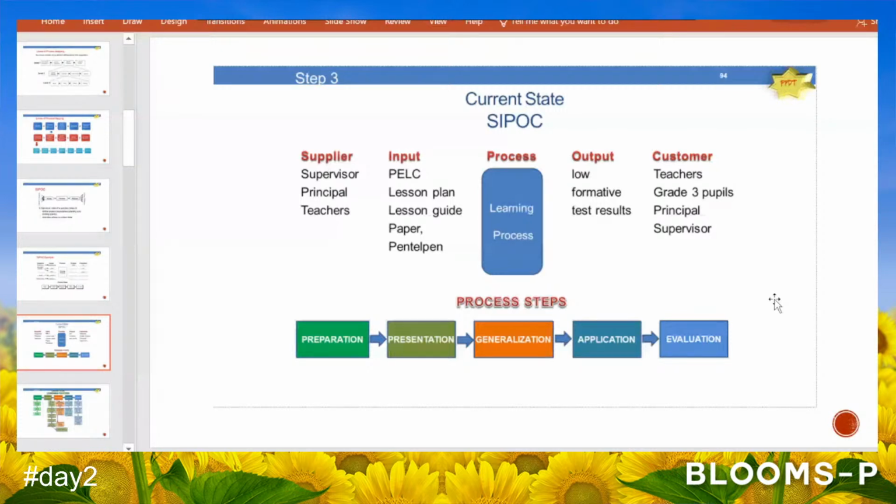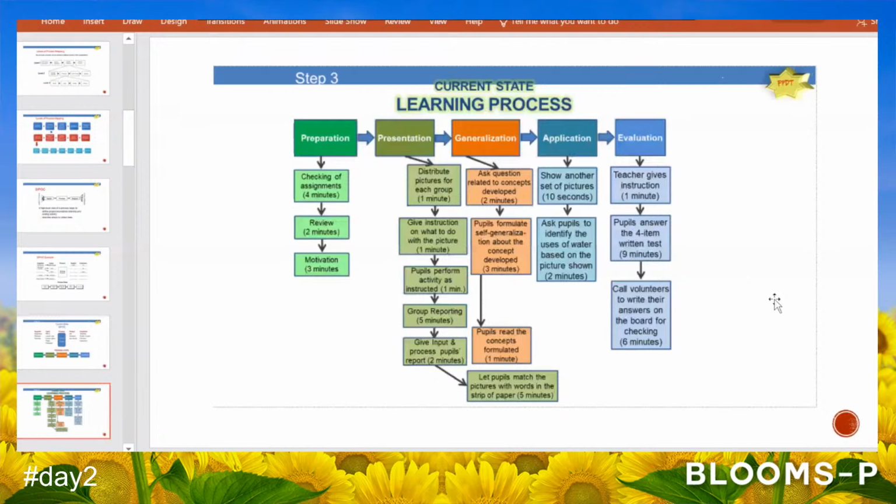If you are going to see on the process steps, you look at here, we have preparation, presentation, generalization, application, and evaluation. I would like you to see on this particular slide. Now, we are again on the current state of the learning process. You have there the preparation, the presentation, generalization, application, and evaluation. So look at here on the different things you can see under preparation. You have assignments, review, motivation, and etc.